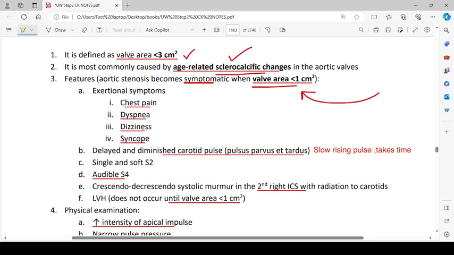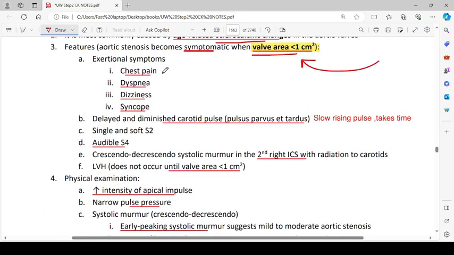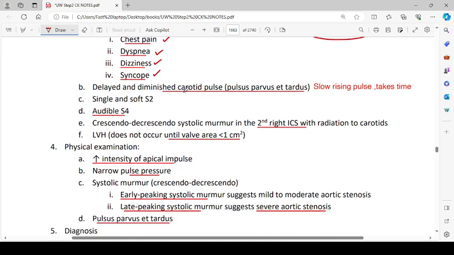Like we define the aortic stenosis by a valve area of less than 3 cm square, but it becomes symptomatic when the valve area is less than 1 cm square. The symptoms are exertional. On exertion, there will be chest pain, dyspnea, dizziness, and syncope. Delayed and diminished carotid pulse, that is pulsus parvus et tardus. Slow rising pulse takes time.